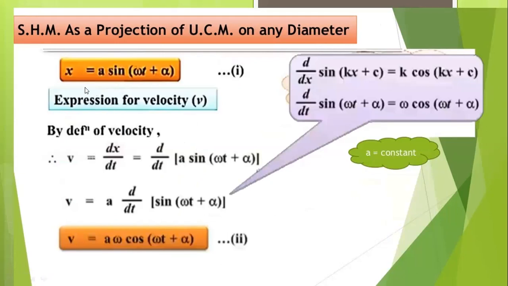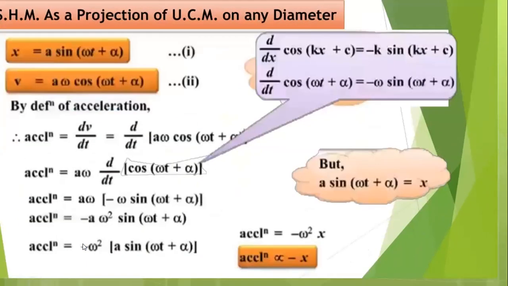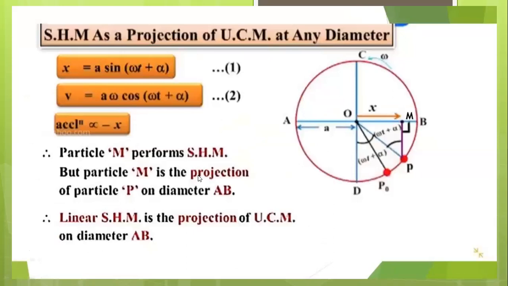Differentiate this equation with respect to time and we get the velocity equation. Similarly, differentiate the velocity equation with respect to time and we get the equation of acceleration. So acceleration is equal to minus omega square x, and these are the same as the last three equations: displacement, velocity, and acceleration.